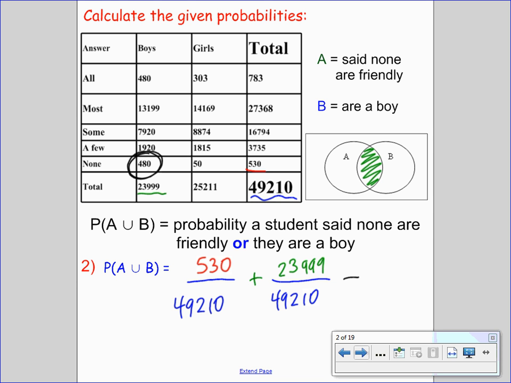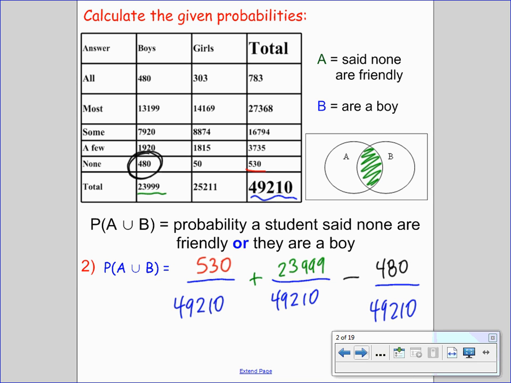So what do we need to do? We need to subtract off that overlap. They've been double counted, so we need to subtract off one count. What do you mean one count? We need to subtract off those boys who said none are friendly. That's 480 because they've been counted twice. This is still the addition rule. It's just the addition rule for overlapping events, that is not mutually exclusive.